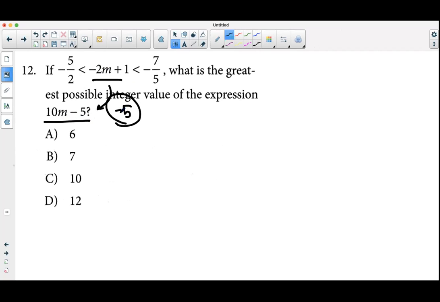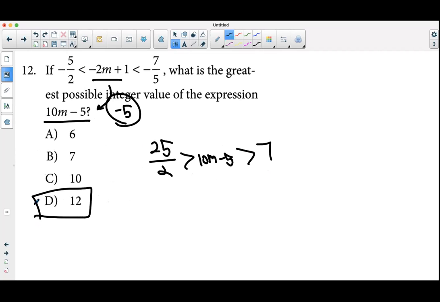Then I have to do that to all the other sides. So this one now becomes 25 over 2, and the other one becomes 7, right? But also the inequality sign has to switch. So my 10m minus 5 has to be between these two numbers. So what is the greatest possible integer? This one is 12.5, so something that's less than 12.5 would in fact be 12. So that's why choice D would have been your answer. How about that, guys? Is it okay? All right.